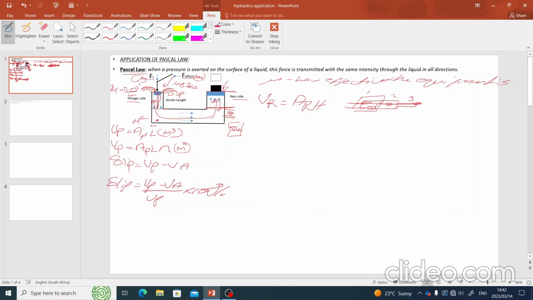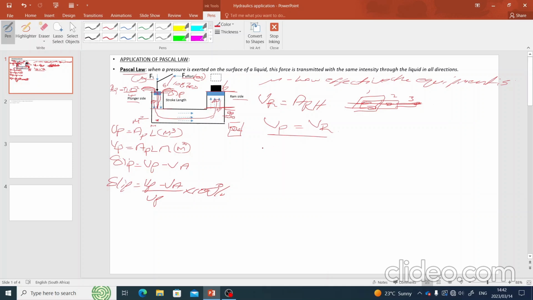FL is affected by efficiency, while the F effort is calculated from 100%. Now please make note, one of the principles that we studied, or one of the characteristics, is that volume is definite. Here we are still dealing with liquid. That is why everything has to do with volume and slip. It has to do with liquid. Now this is the characteristic that we learned. You will be equating the two.